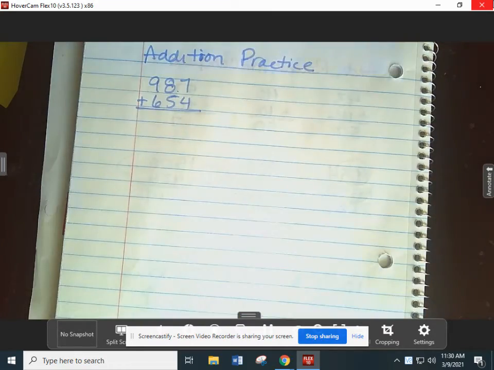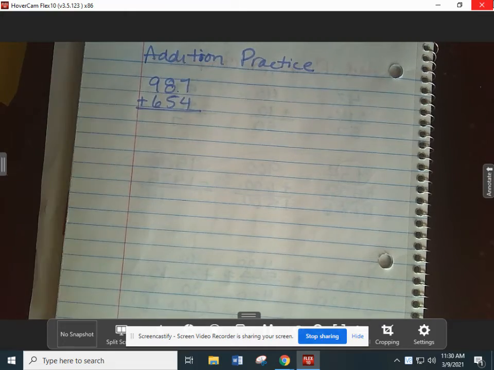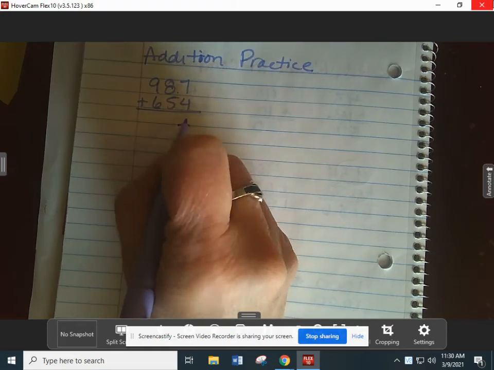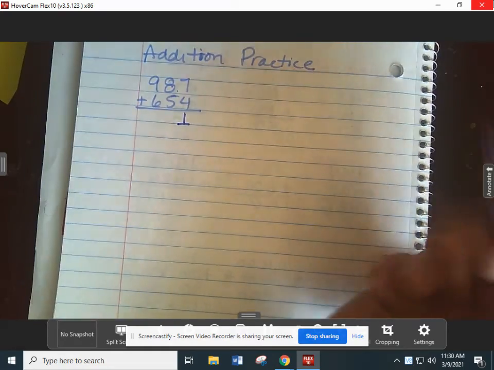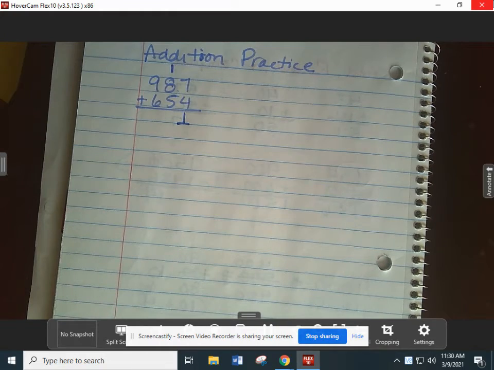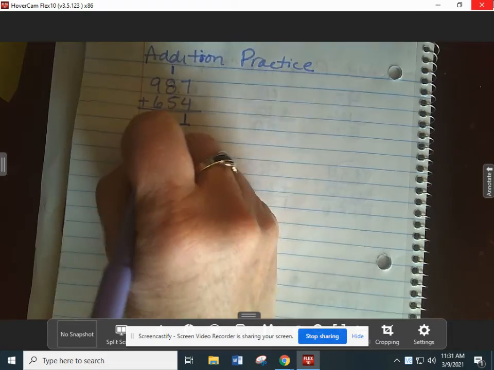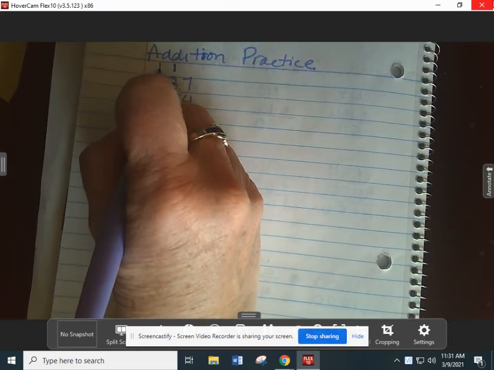Okay, so what is 7 plus 4, Ethan? 7 plus 4 is 11. We only have space for our 1. We have to carry the 10, that part of the 11. And now what do we do, Ethan? 8 plus 1 equals 9, and then 9 plus 5 equals 14. And he says I got to carry the 1 over to the 9.